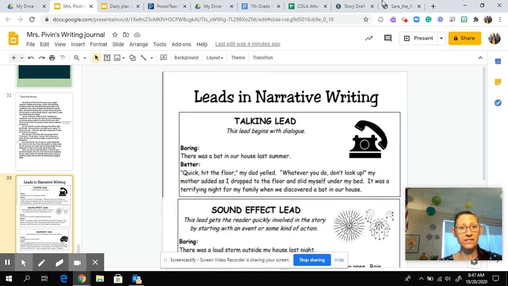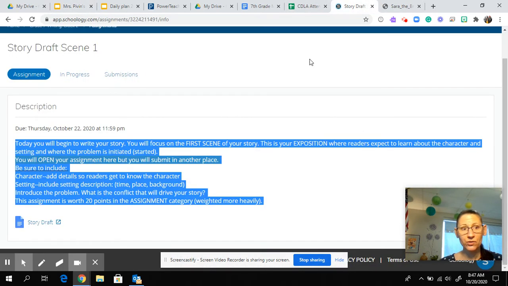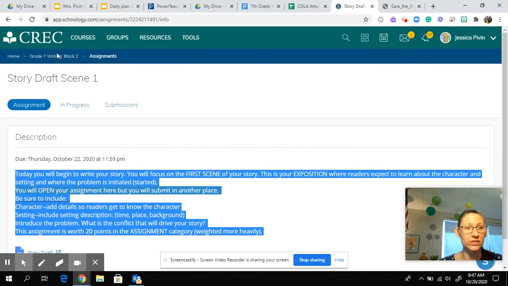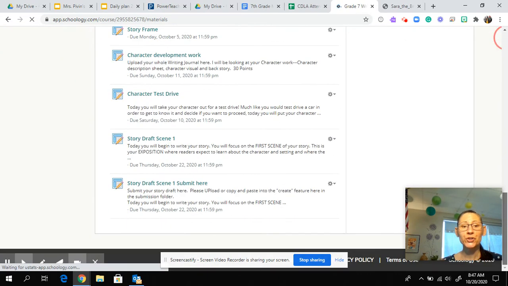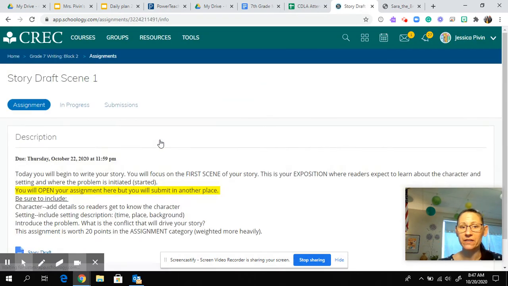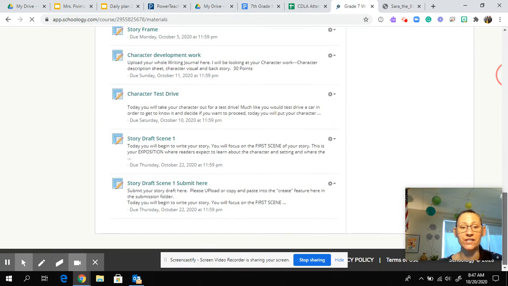Now their task is going to be to get going. To do this, you're going to go into Schoology. All right, now there are two spots here. Story Draft Scene 1 is what you're going to open. You're going to open this and edit your document. Once everyone has opened this and gotten their document, it's going to set up a page for me in my Schoology, and then I'm going to unpublish. You will not submit here. When it's time to submit, when you're all finished, you're going to submit it here instead.